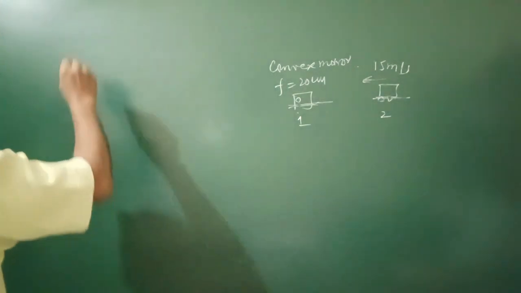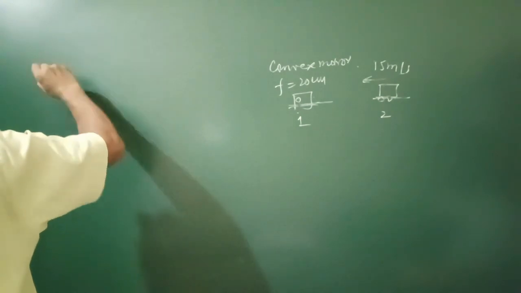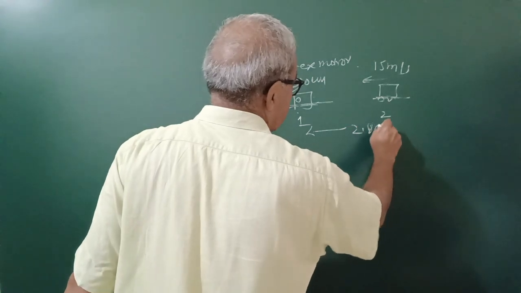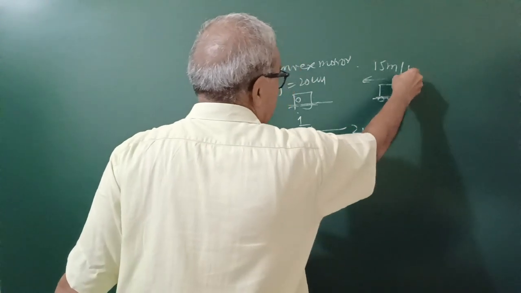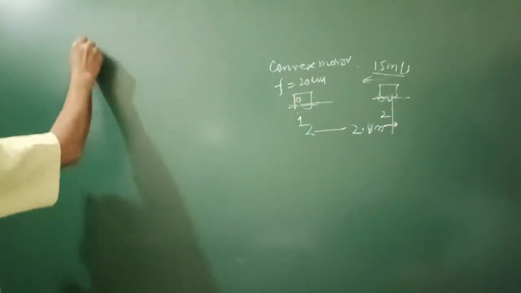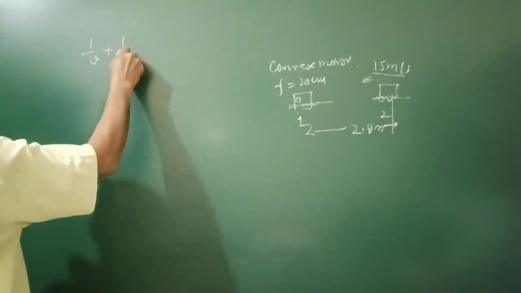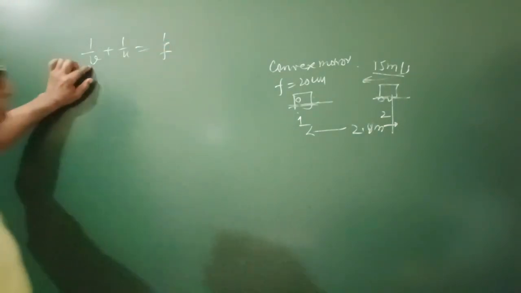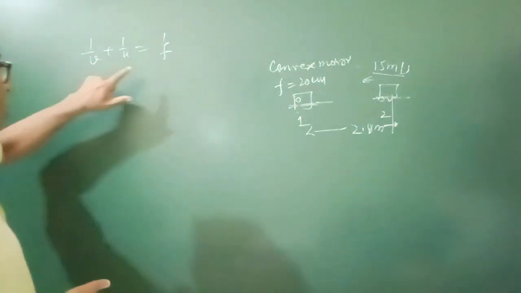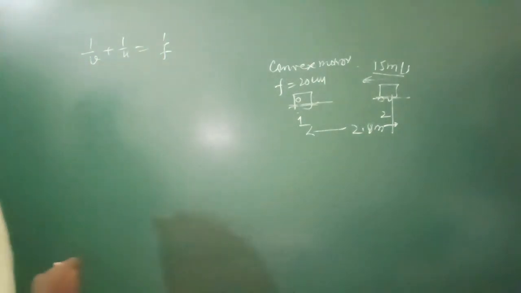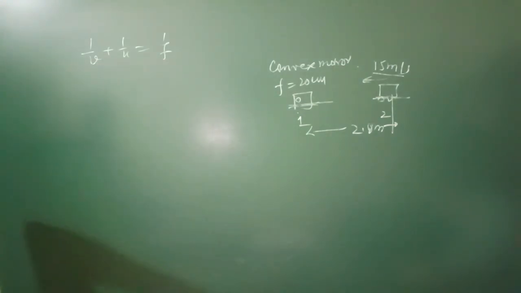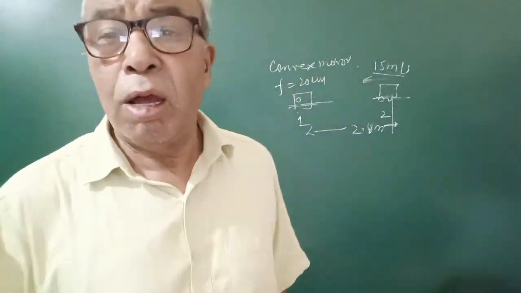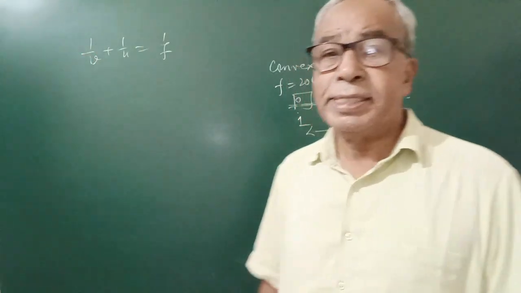You know, for a spherical mirror, the distance is 2.8 meter, and the instantaneous speed is 15 meter per second. 1 upon v plus 1 upon u equal to 1 upon f. This is your equation. v is the position of the image, not velocity. u is the position of the object. If we differentiate with respect to time, dx upon dt is what? Velocity.